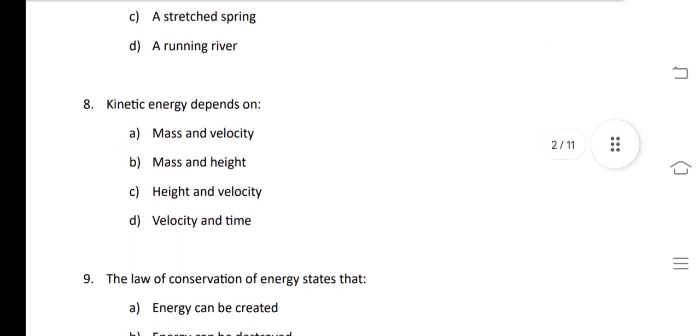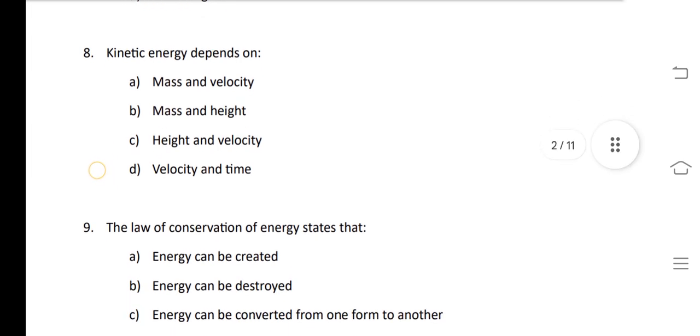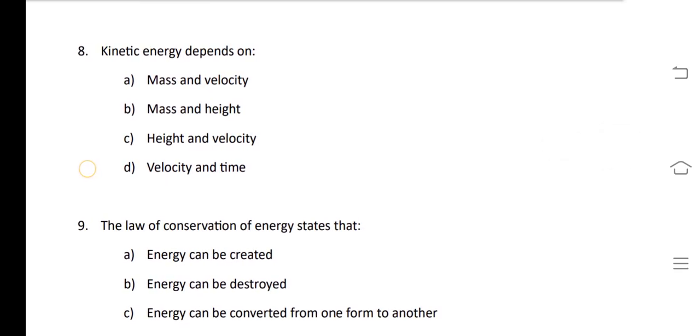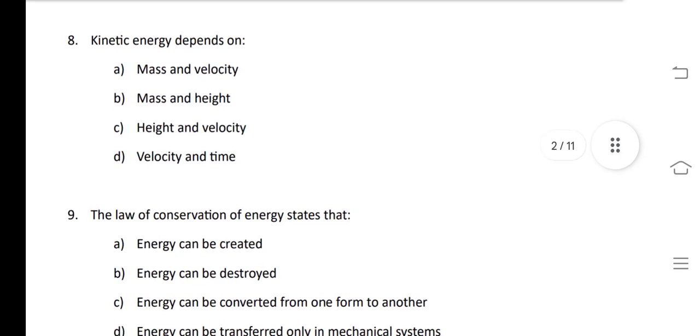So our next question is: kinetic energy depends on, the formula of kinetic energy is half mv square. So kinetic energy depends upon mass and velocity. So the answer will be option number A.